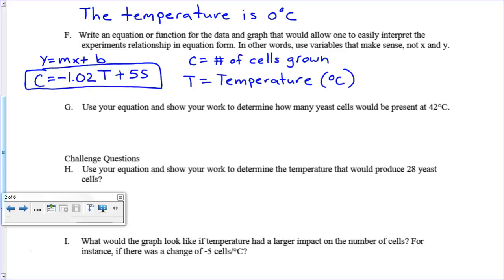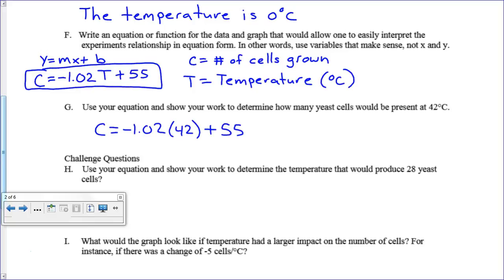For part G here, it says that we need to determine how many cells would be present at 42 degrees Celsius. So we're going to be using our equation now, and we have to think about what they just gave us. 42 degrees Celsius. That's the temperature. So I'm going to be using this equation, and I'm going to be plugging in 42 degrees Celsius for temperature. So C is still an unknown. So C equals negative 1.02, and then I'll plug in 42 there for the temperature. And then plus 55, because we've got our y-intercept there.